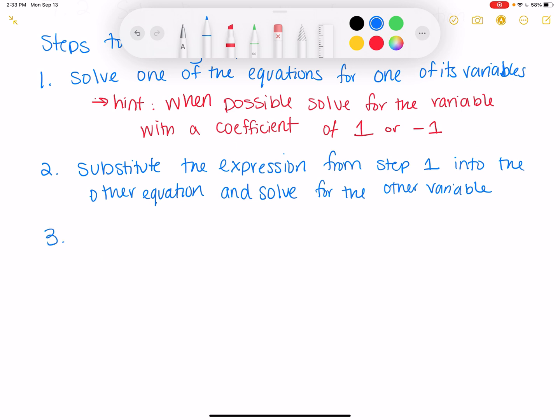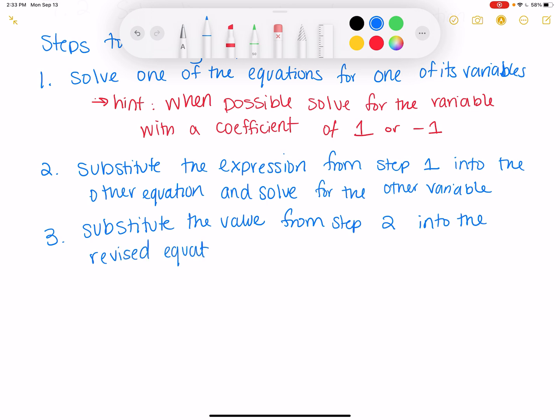In step 3, substitute the value from step 2 into the revised equation from step 1 and solve. And then remember to write the solution as an ordered pair.